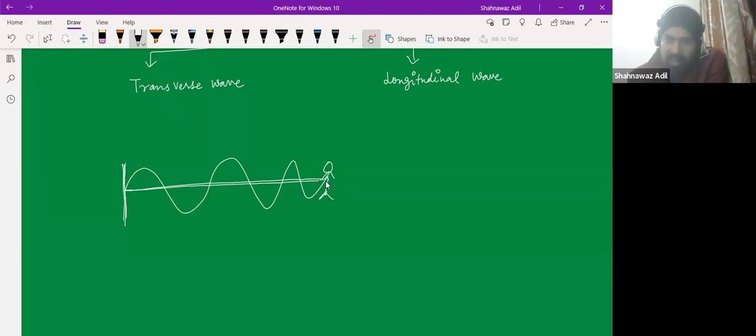So those athletes, what do they do? They fix the other end of the rope, right? And then from this part, they provide some initial force, right? So they move it like this, right? So this is the initial position of the particles of these ropes, right? So this is the initial position.